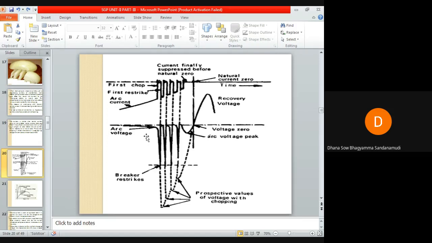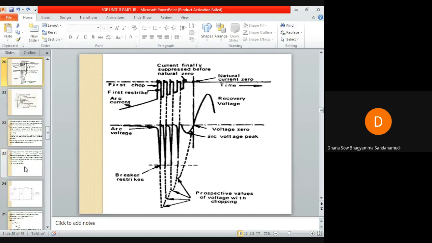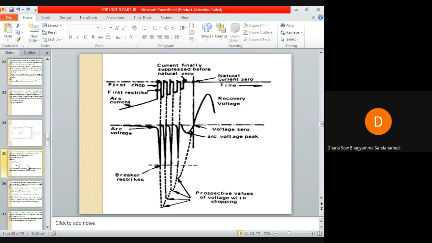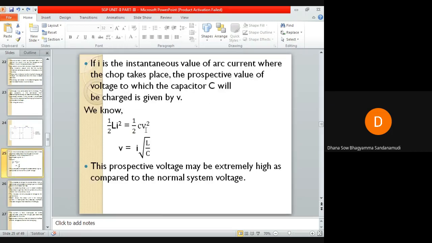Okay, so then whatever energy that was stored in the inductor is discharged to the capacitor. So the energy in the inductor is equal to the energy of the capacitor. So half L i square is equal to half C V square. So V is equal to I root of L by C. What is V? V is the prospective voltage. It will be extremely high when compared to the normal system voltage.